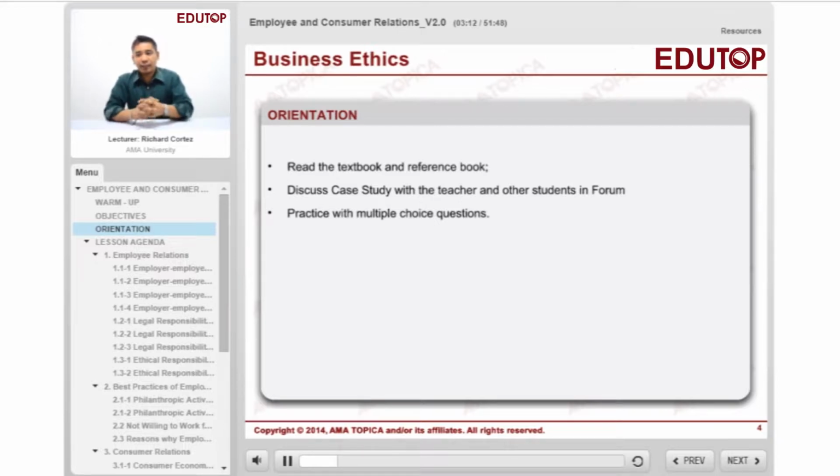Now, as we go on, we will do several activities. For example, you should read the assigned textbook, and you should be able to discuss a case study with the teacher along with other students. We have an open forum, and we will discuss some cases related to our topic for the day about employee and customer relations.